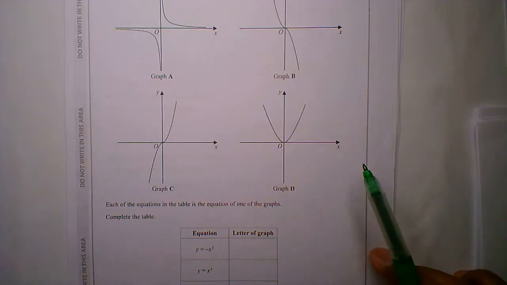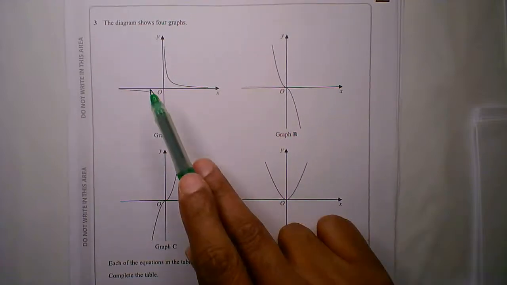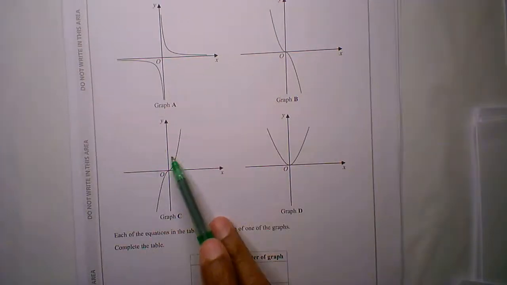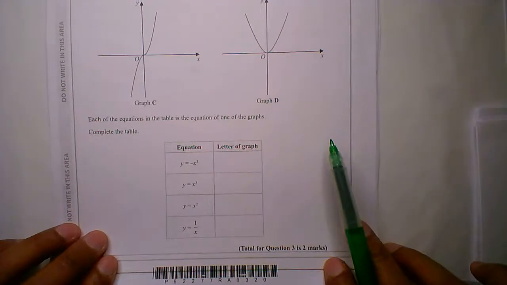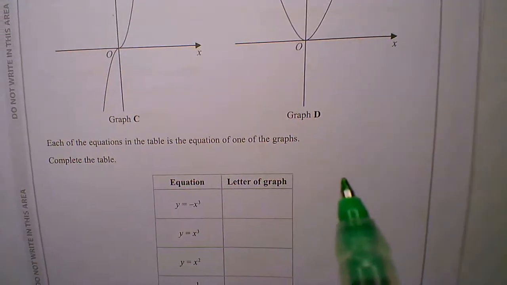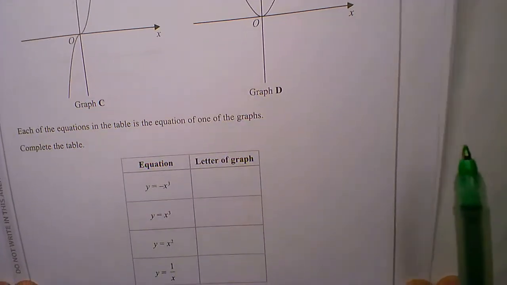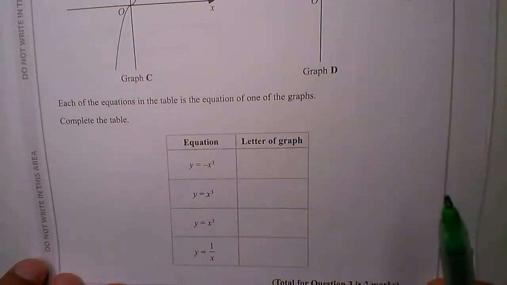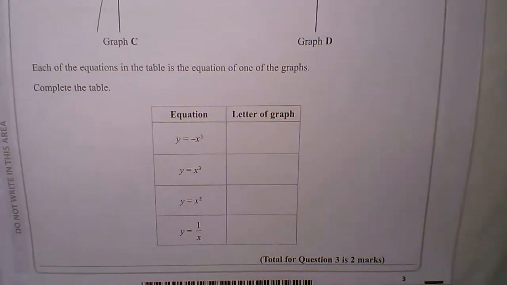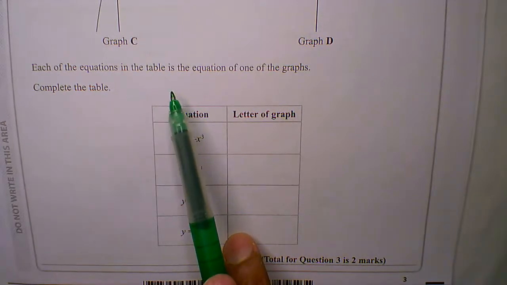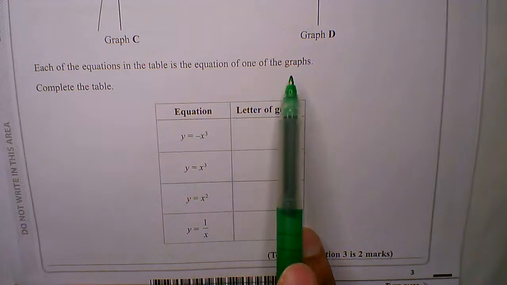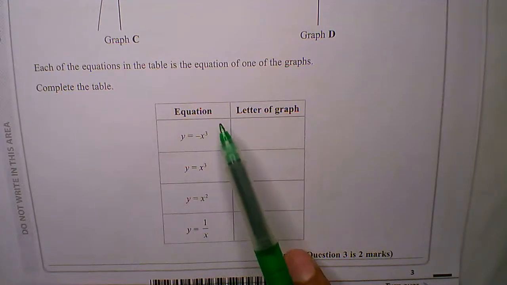Okay, so let's go through this question. The diagram shows 4 graphs. You've got graph A, graph B, graph C, and graph D. Each of the equations in the table, I'll just zoom in a bit more. There we are. So we've got each of the equations in the table. Each of the equations in the table is the equation of one of the graphs. Complete the table.